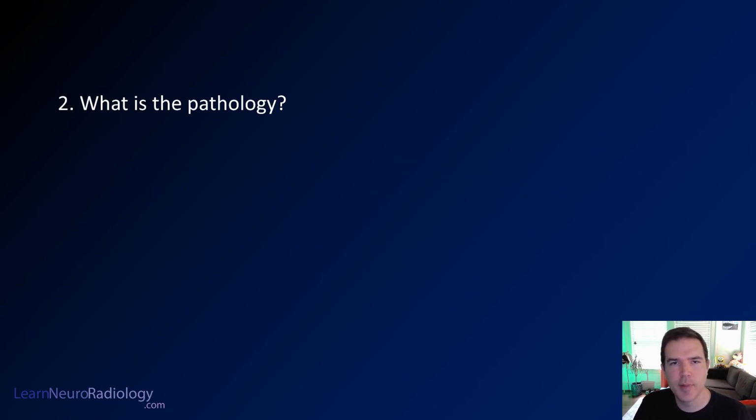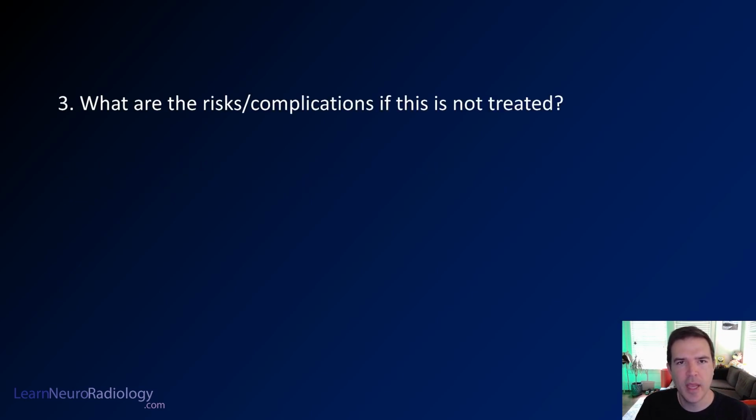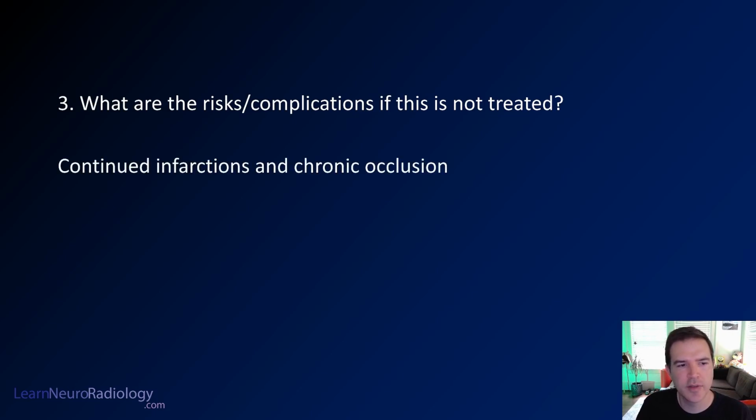So what is the pathology behind this, or what is causing this? This is a carotid dissection, and that's the classic appearance for a dissection, that tapering appearance with some thrombus extending beyond the dissection. And this particular patient also has fibromuscular dysplasia, which is a vasculopathy that we'll talk about a little bit more in just a second. The risks and complications of this, if it's not treated, are that this patient can go on to have additional dissections. They can have chronic occlusion. They can have additional infarcts. So they're going to be at additional risk of developing new neurologic symptoms.